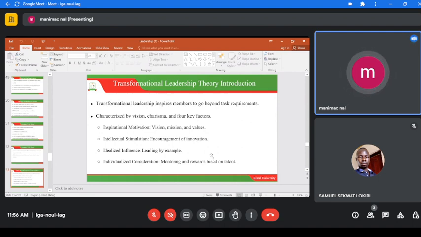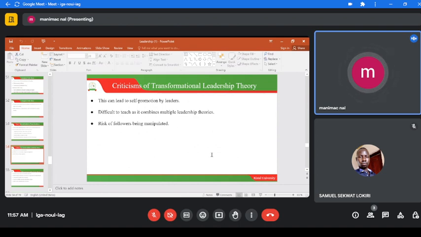Inspirational motivation, where you inspire the vision, the mission, and the values of the organization. Intellectual stimulation, where you encourage innovation with the employees in the organization. Idealized influence, which focuses on leading by example and being exemplary in your leadership. We also have individualized consideration: when you are mentoring members, you need to look at how you are going to mentor them and how you are going to reward them based on the talent the subordinates possess.